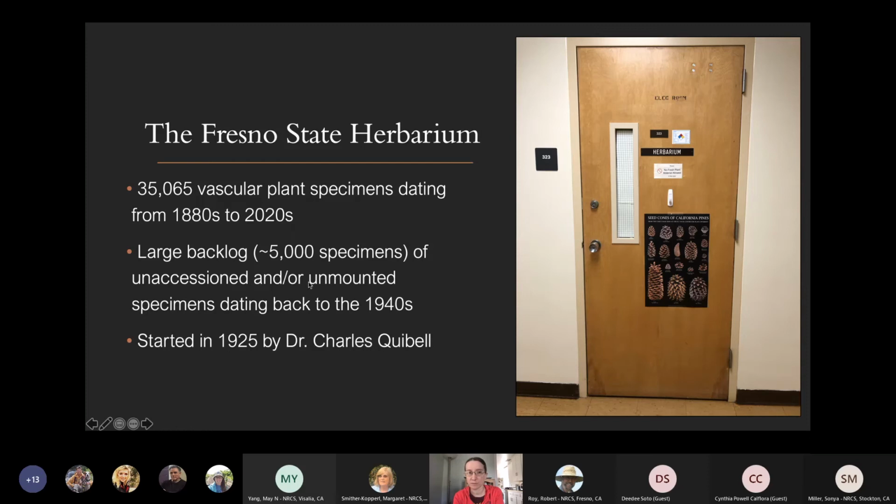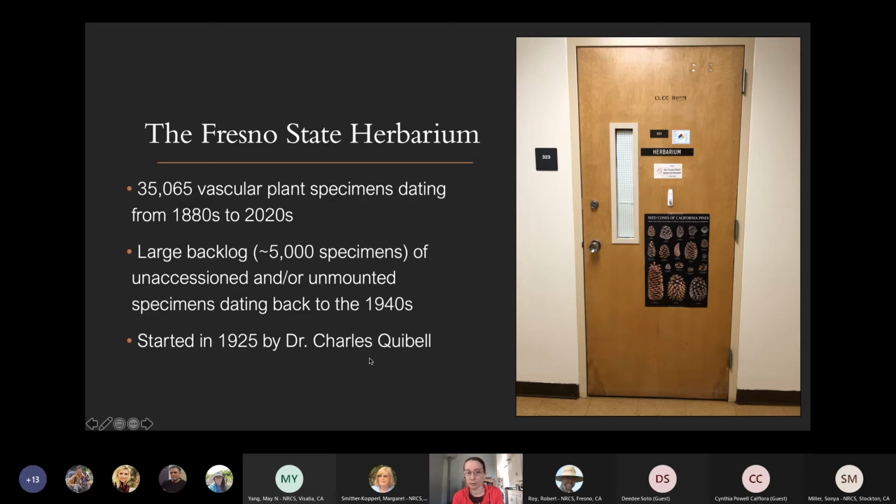We also have a lot of specimens that we're not really sure what is in those cabinets, because they aren't accessioned. They haven't been given a number and cataloged in the herbarium. Some of them aren't even mounted on paper, so they're still in the newspapers that they were pressed in. These date back to the 1940s.